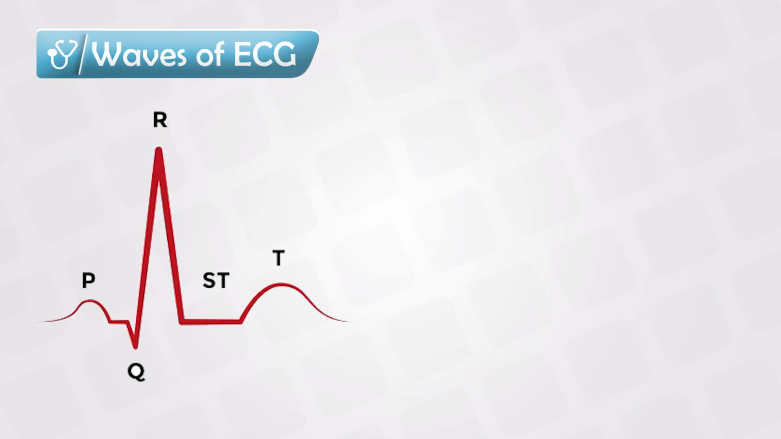The wave that we see in the ECG is marked by letters, and it follows the sequence of the alphabet. So we go for P, Q, R, S, T, U. And you need to know the meaning of these waves.